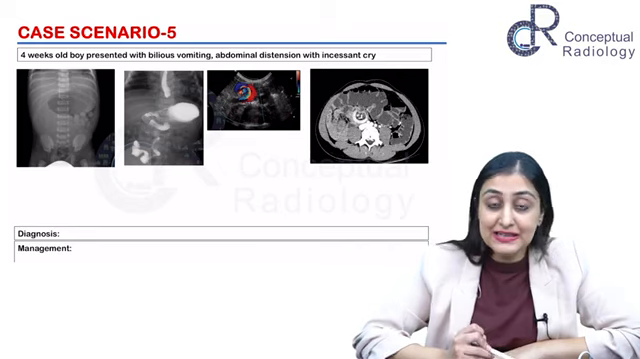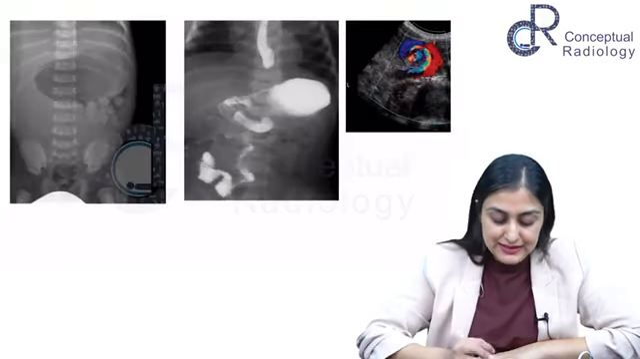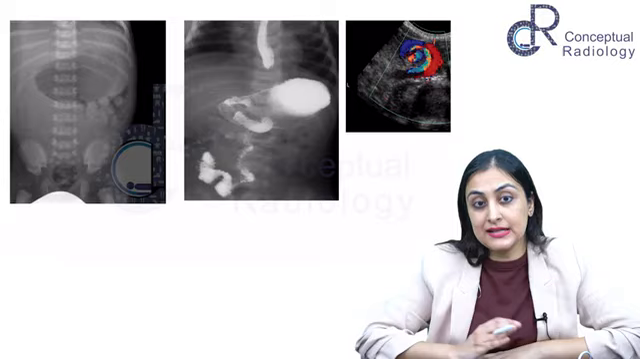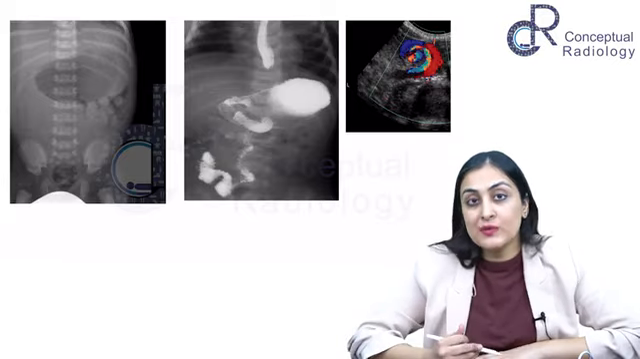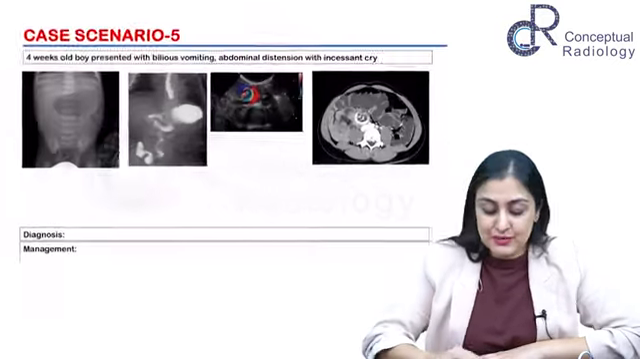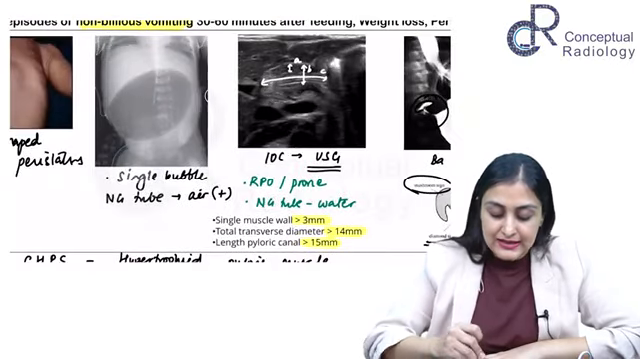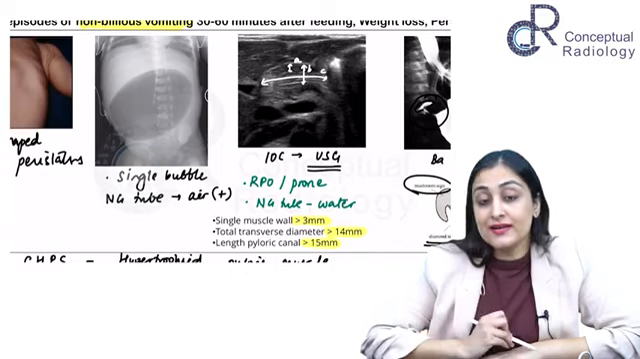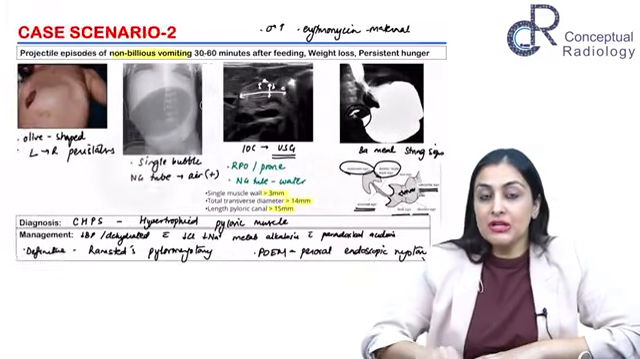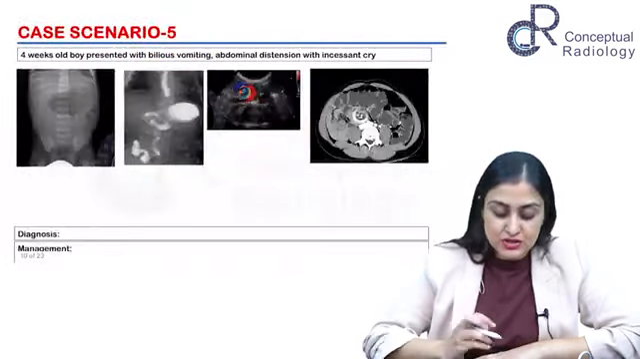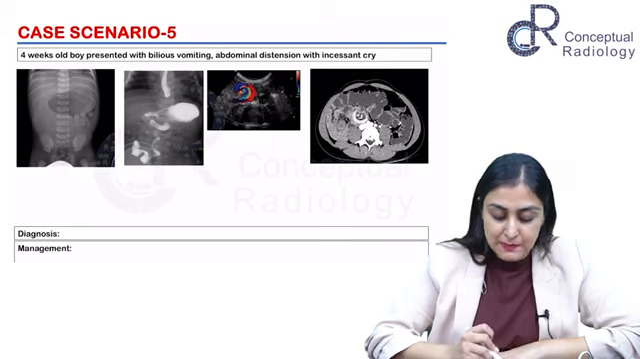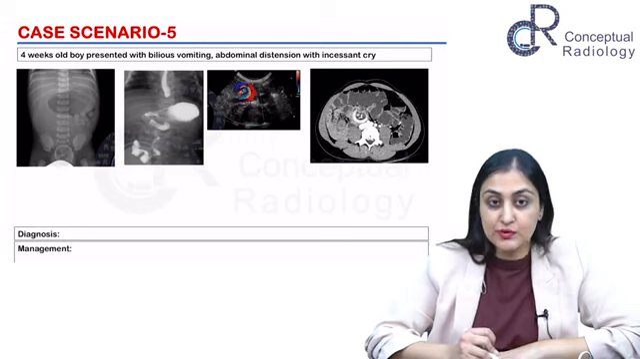We have a single bubble here, but then you can also see that air has passed distally. Unlike what we saw with the single bubble of CHPS, let me just run back there and show it to you. There is no distal air here. There is no air in the rectum. There is just the stomach bubble here. But in this case, even though the stomach is dilated, air has passed distally. In fact, it has reached up to the rectum also.